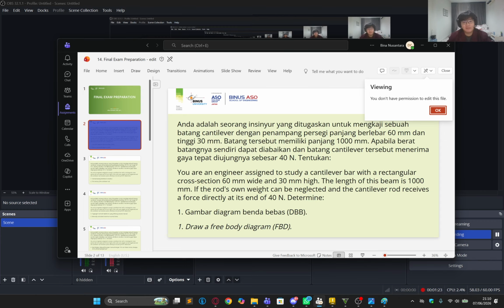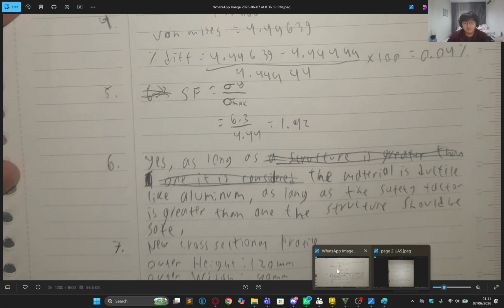I am an engineer. We need to study a cantilever rod with a rectangular beam cross-section 60 millimeters wide, 30 millimeters high, with a length of 1000 millimeters. If the rod's own weight can be neglected and the cantilever rod receives a force directly at its end of 40 newtons, determine: draw a free body diagram. That doesn't really follow well, but let me go on.